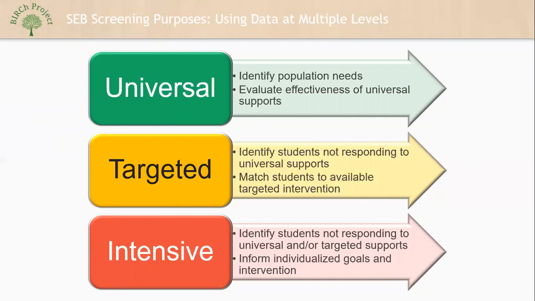And SEB screening data may be used to match those students with the most appropriate available interventions or supports. And I will explain this in more detail in the following sections.